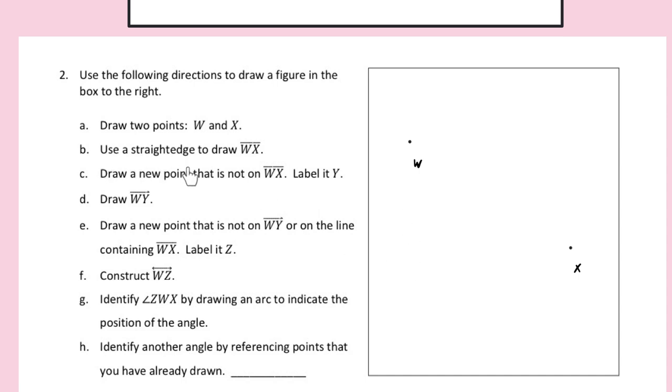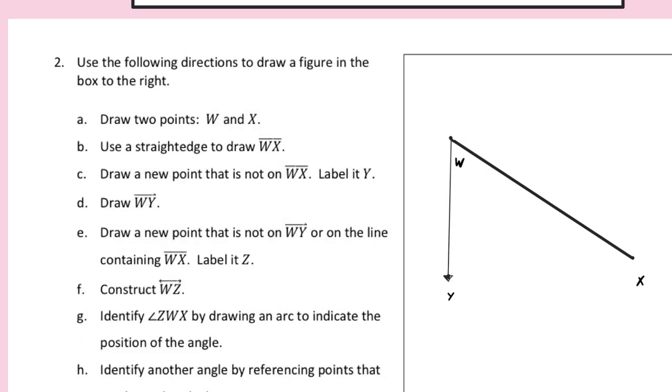Part B tells us to use a straight edge to draw a line segment, WX. Here's our line segment, W and X. Part C tells us to draw a new point that is not on line segment WX and to label it Y. So here is our point Y. So here is our ray, WY. We see that W is our endpoint and Y has an arrow indicating that it will go on forever.